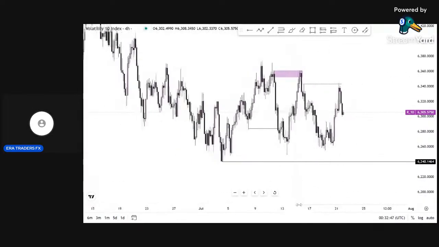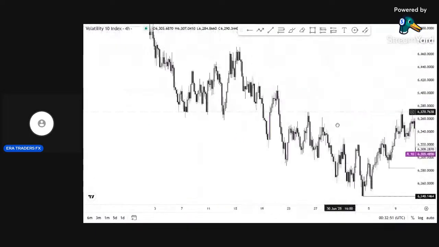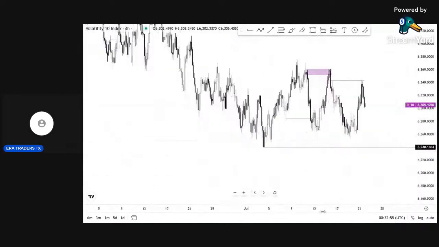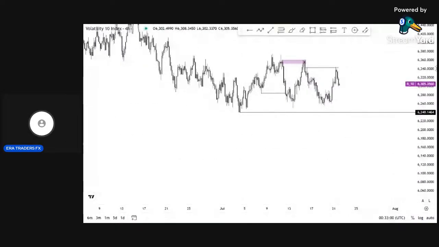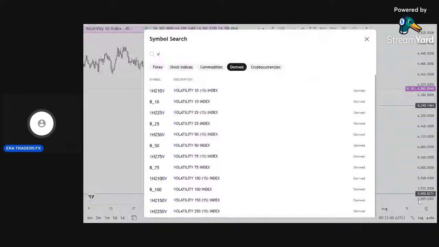So V10, look for sells, look for sells. So we have a lot to go. It's still going to tank all the way down to 5900.8271. So that's for V10.